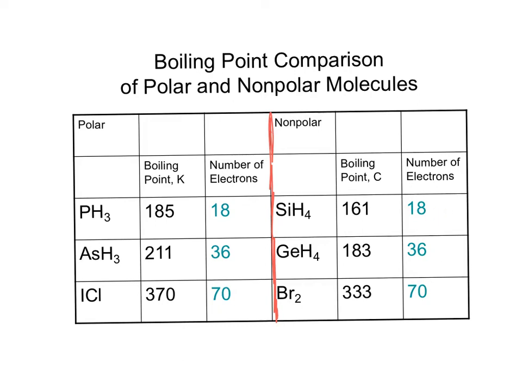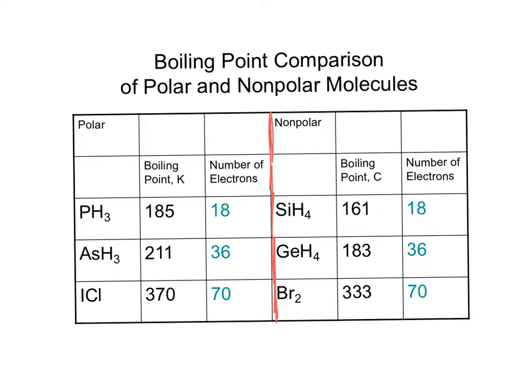Bromine is in a little bit different category there, but if you just look at the number of electrons, 70, you see the trend: as the number of electrons increases for nonpolar systems, the boiling point increases. So this is just due to the London effect.